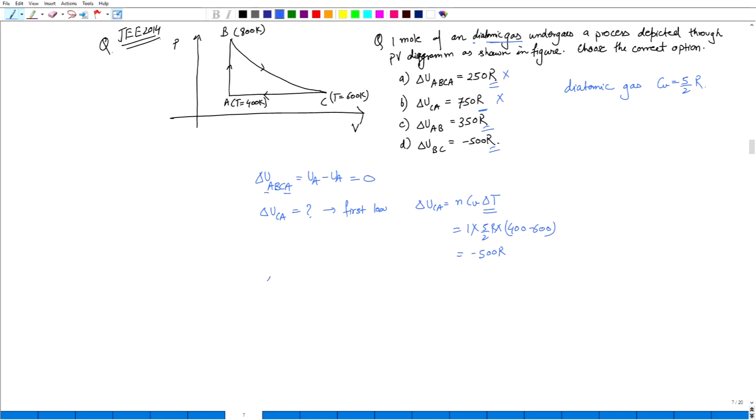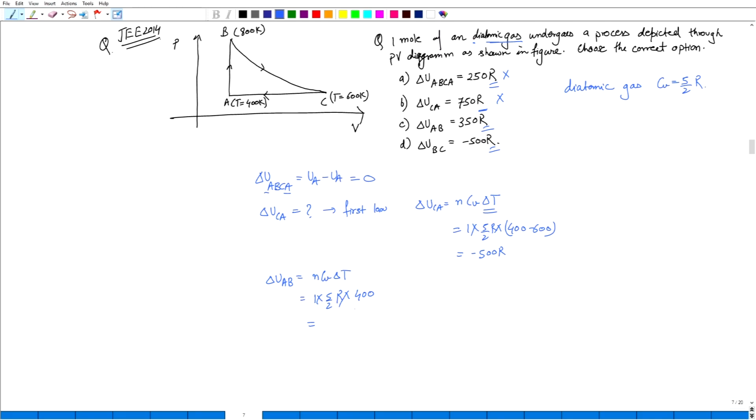Let's look at delta U AB. So delta U AB is n CV dT again. When we know the temperature, this curve, we don't know anything. We wanted to find the change in internal energy, and we have temperature, and we know CV. So that's fine. I don't need to look at what is happening in this process. We just have to put in the formula. So 1 into 5 by 2 R, and delta T is from A to B. So B minus A, 800 minus 400, that is 400.